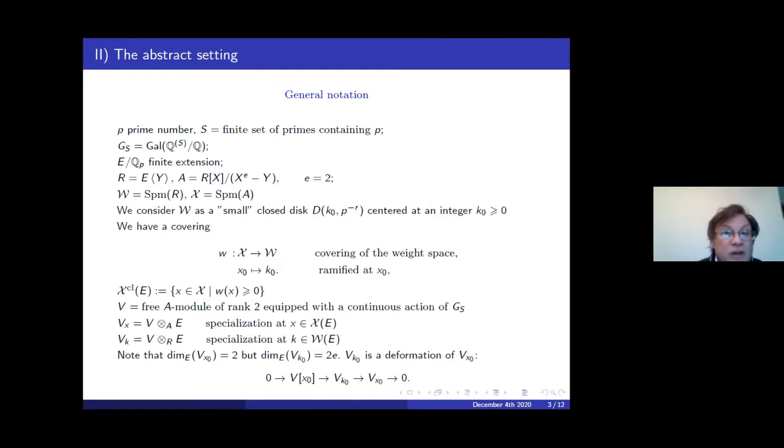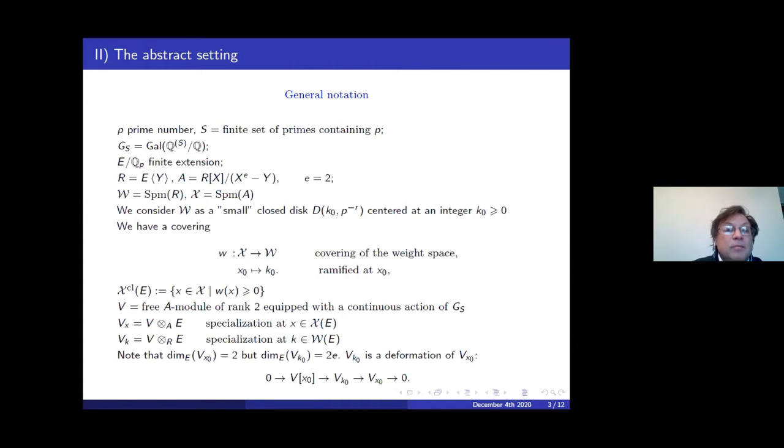So let me start this main part of the talk with some general notation and abstract setting. We fix a prime number P and a finite set S of primes containing P. We denote by GS the Galois group of a maximal algebraic extension of Q unramified outside S and infinity.